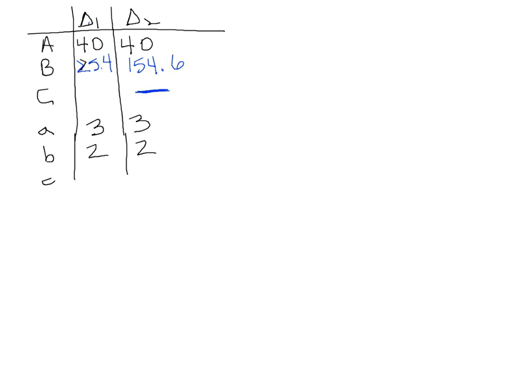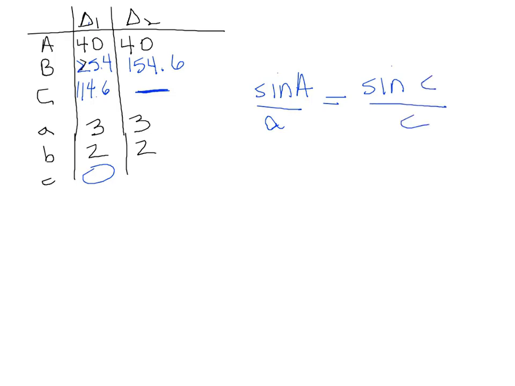And this is 165.4, so 114.6 would be the other angle of the triangle. And then I could calculate C by doing sine A over a equals sine C over c, and solving for that. So Griffin, did that make sense to you? Do you understand that? Yeah, that makes more sense.